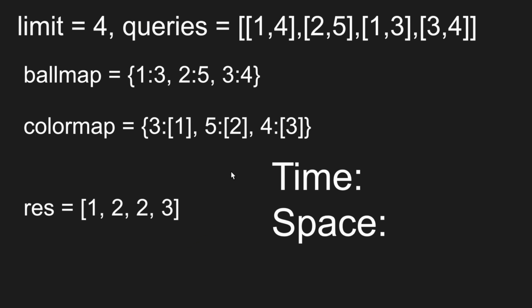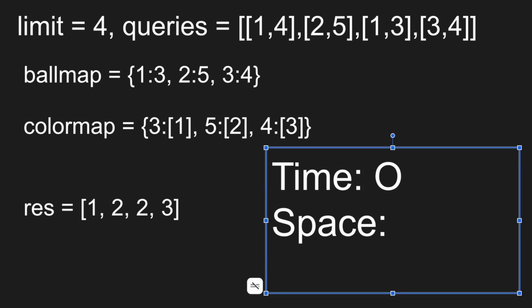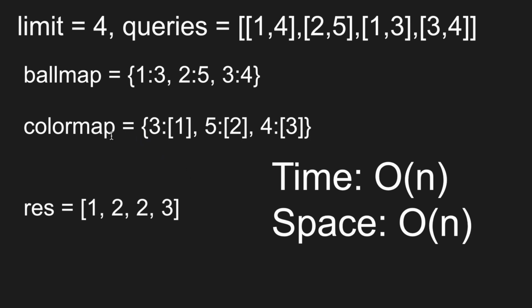And by the way, we calculate the number of distinct colors by finding the length of the color map. So that's how we find the number of distinct colors at each query. And this is our result. The time complexity of this problem would be O of n, where n is the number of queries, because we will have to loop through the queries array. And the space complexity will also be O of n, where n is the number of queries, because the color map and ball map can take up to n space.